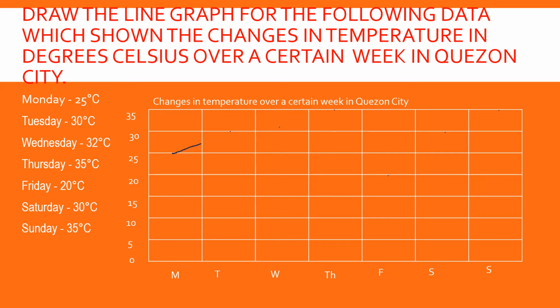So you have here, and then Wednesday 32, and then up, down, then it becomes 30, and on Sunday it becomes 35. So that is the shape of our line graph using the temperature around Quezon City on a certain week.